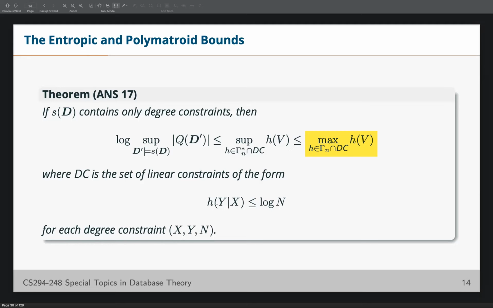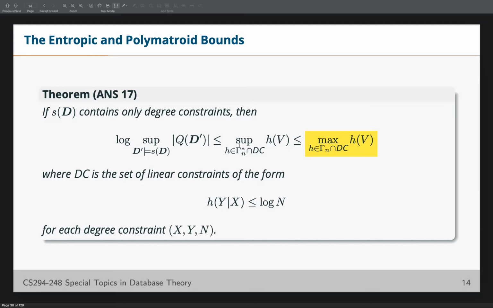Now the proof of this, I will give as an exercise. It's basically the same proof that Dan gave last time, with only a slight generalization to conditional entropy. That's all there is. So the proof of this is very simple.